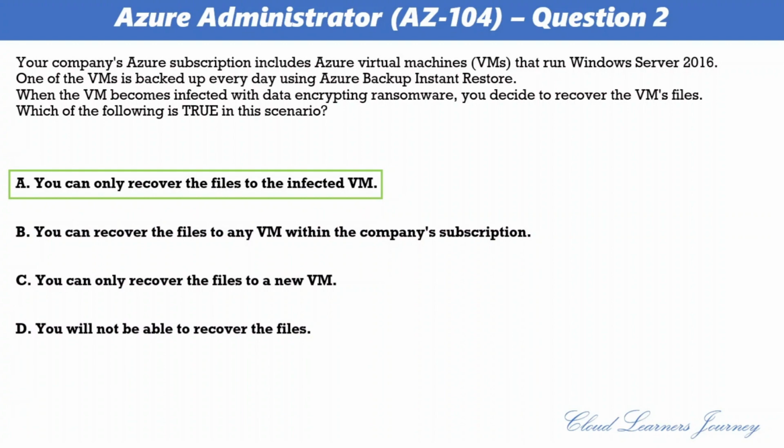And the correct option is A. You can only recover the files to the infected VM. We have the same type of question in part 4, but the question is different. Here it asked to recover the VM's file, but in part 4 it asked to restore the VM. Instant Restore helps Azure Backup customers quickly recover VMs from the snapshots stored along with the disk. This eliminates the wait time for the snapshots to copy to the vault before a restore can be triggered.